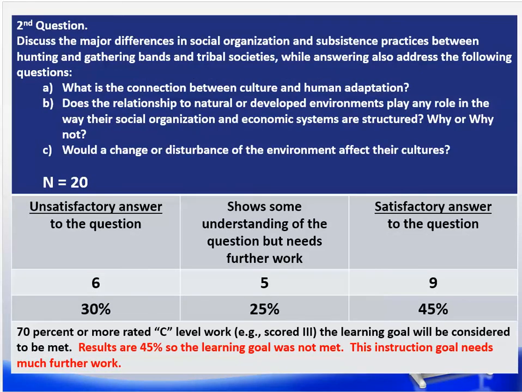Now, the second question was discuss the major differences in social organization and subsistence practices between hunting and gathering bands and tribal societies. While answering, also address the following questions. A, what is the connection between culture and human adaptation? B, does the relationship to natural or developed environments play any role in the way their social organization and economic systems are structured? Why or why not? And then C, would a change or disturbance of the environment affect their cultures?